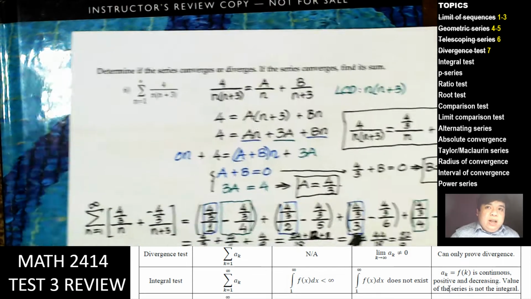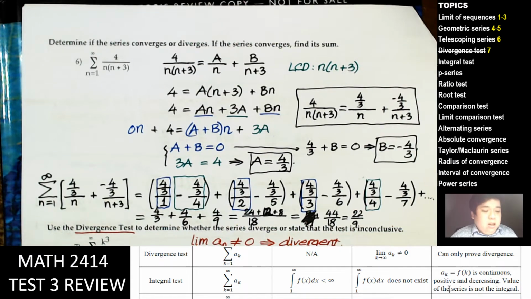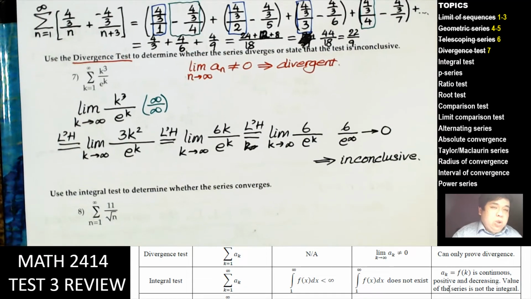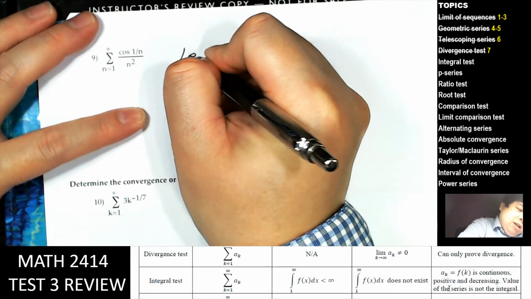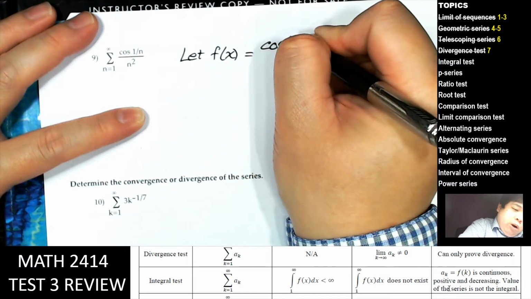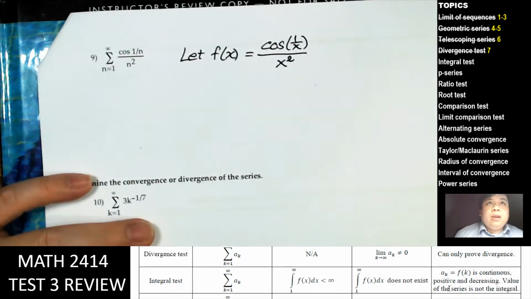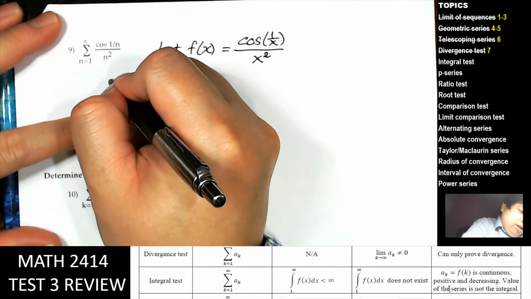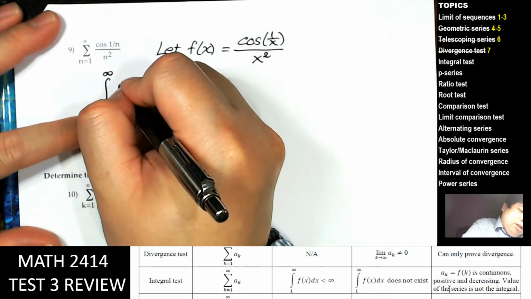So first, if we have the integral, we don't want to use n here because n is an integer. So we're going to use x instead. So first, we're going to let the function be cosine of 1 over x squared. Now we will find the integral from 1 to infinity of the function.